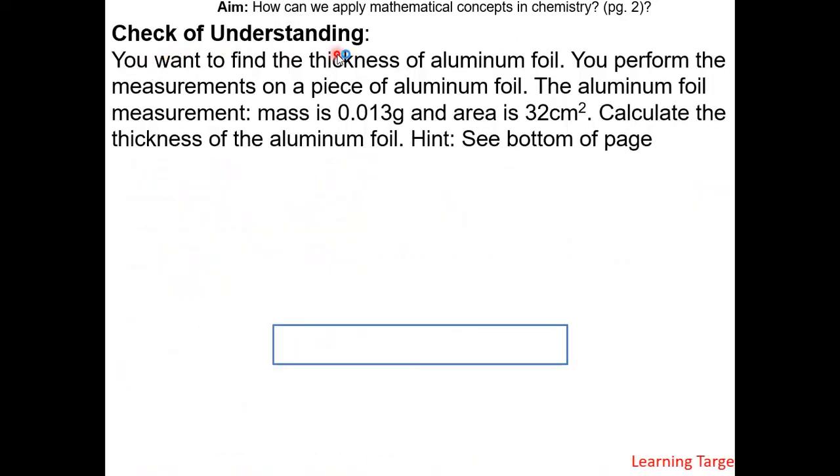Check of understanding. So this would be an example of a Regents free response question. You want to find the thickness of aluminum foil. You perform the measurements on a piece of aluminum foil. The aluminum foil measurements: mass is 0.013 gram, and the area is 32 cm squared. Calculate the thickness of aluminum foil. Okay, so if you want a hint, see the bottom of the page. So try to do it yourself. Resume the video once you have the answer.